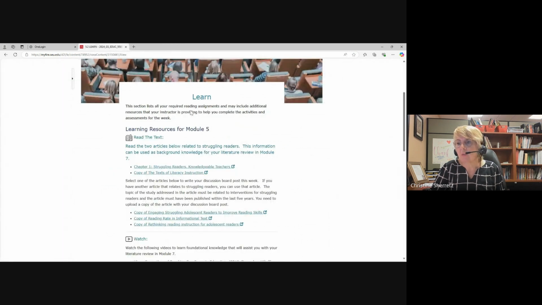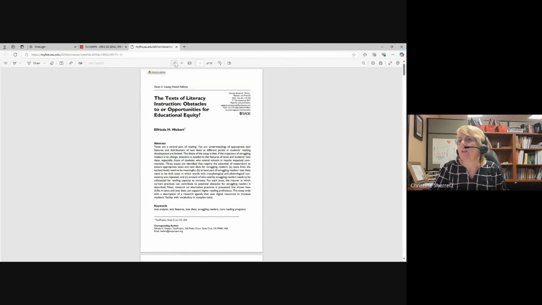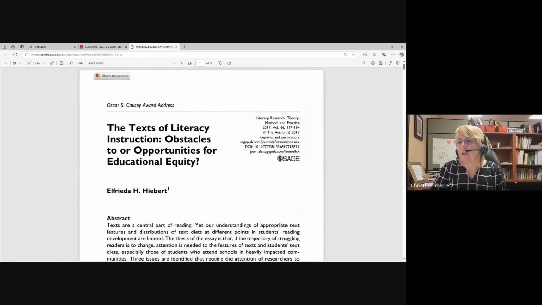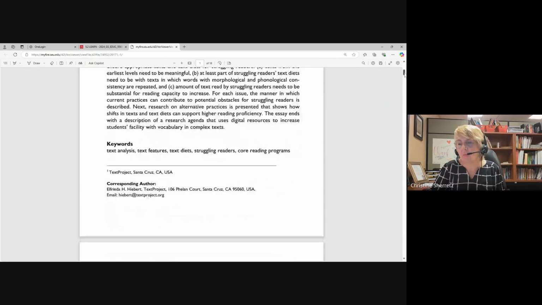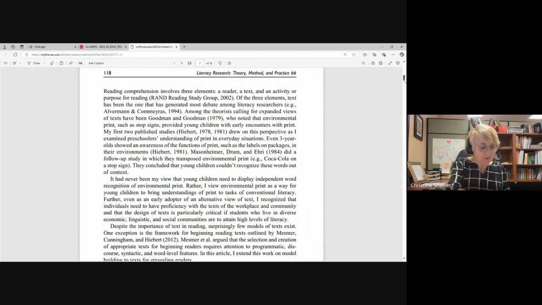So that is a really good article. Then there's another article that you're going to be reading, and this one talks about the text of literacy instruction, obstacles to or opportunities for educational equity. This article is all about the importance of good text for students. And he talks about reading volume, which I think you're going to see that's kind of a theme for students that are struggling.